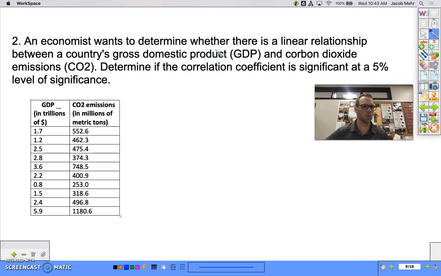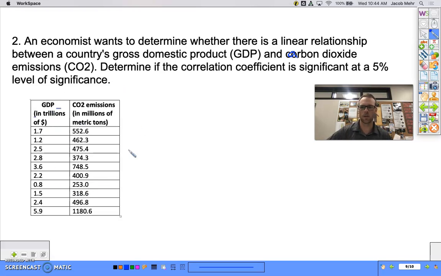An economist wants to determine whether there's a linear relationship between a country's gross domestic product, GDP, and this should say carbon dioxide emissions, which would be CO2. So basically, this is the gross domestic product, the amount of money that's generated within that country. Is there a relationship between that and the CO2 emissions, like how much CO2 gases we're sending into the atmosphere? So determine if the correlation coefficient is significant at 5% level of significance.